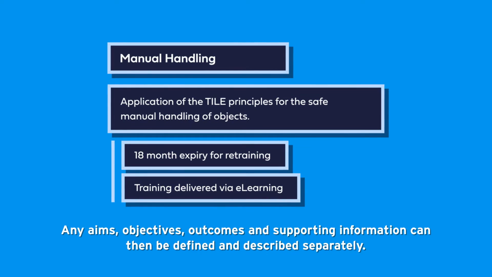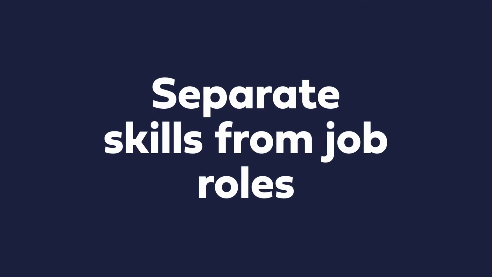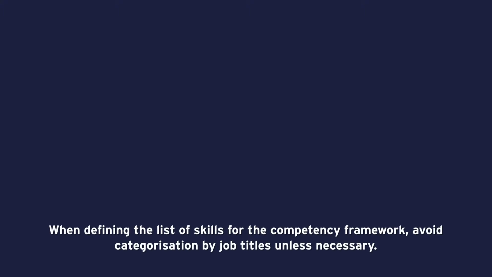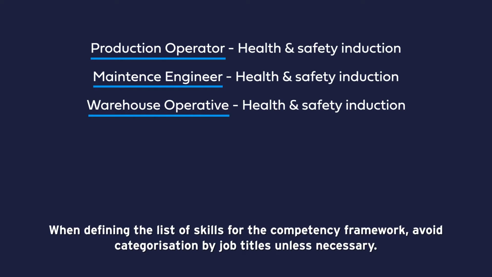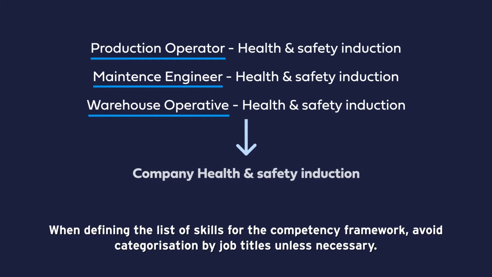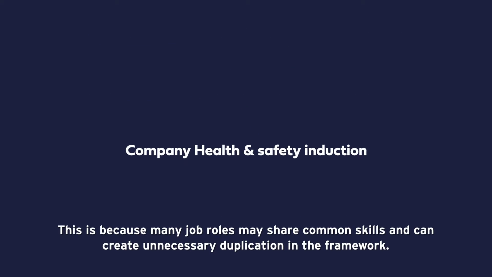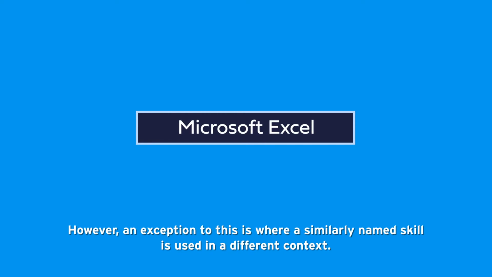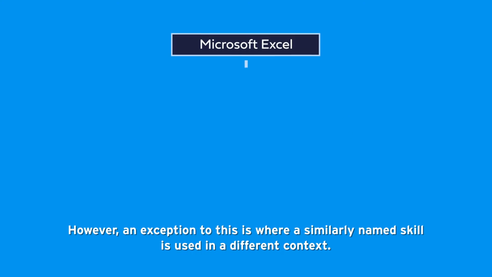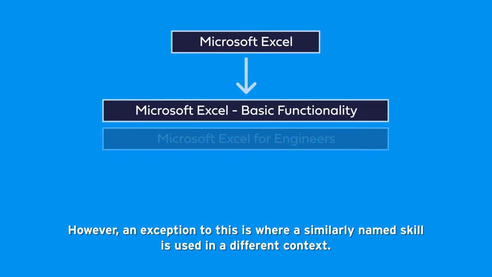When defining the list of skills for the competency framework, avoid categorisation by job titles unless necessary. This is because many job roles may share common skills and can create unnecessary duplication in the framework. However, an exception to this is where a similarly named skill is used in a different context.